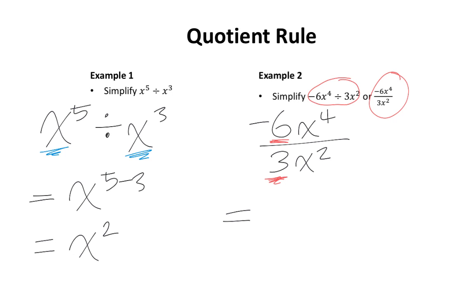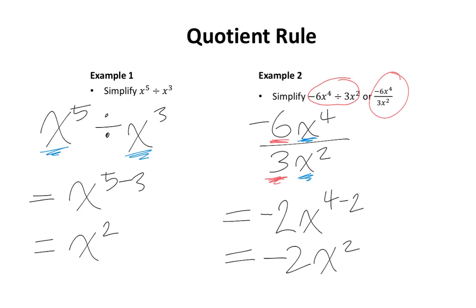Negative 6 divided by 3 is negative 2. Next, you are dividing exponents with the same base. So that has a base of x, that has a base of x. So when you're dividing exponents with the same base, you subtract the exponents. So I have x to the power of 4 minus 2. That simplifies to negative 2x to the power of 2.